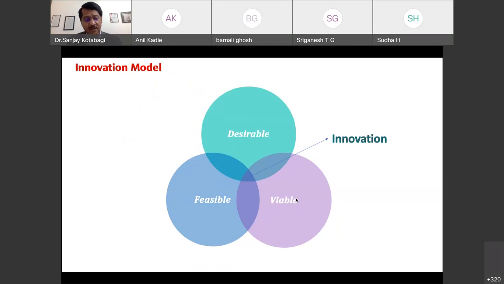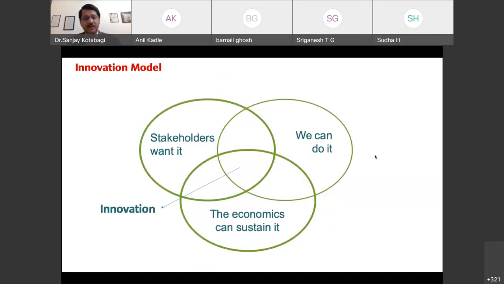Okay, once it is desirable, I need to subject that particular challenge to feasibility. That means, is it possible to do it? Then, is it viable to do it? So, three things we need to address. And the intersection of all three would be the solution space, or the innovation that really addresses the problem. So in other terms, we can look at it this way: these are the stakeholders, what they want, that is desirability. What the community or society or the user wants, that is the desirability.